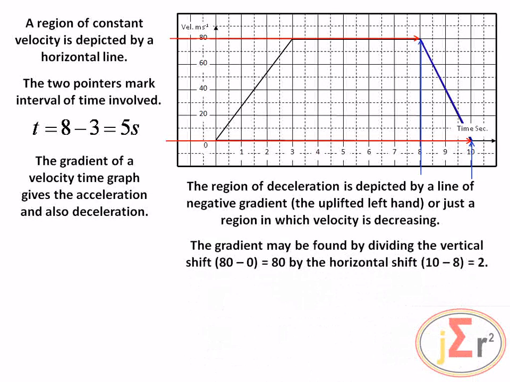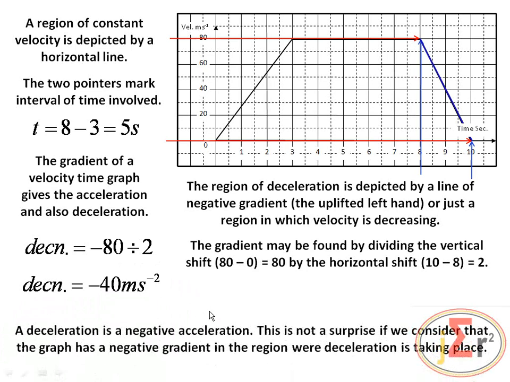The gradient may be found by dividing the vertical shift, which is 80 minus 0, and that is going to be 80, by the horizontal shift, which is 10 minus 8, and that is equal to 2. But don't forget that we have a negative slope, so the deceleration is equal to negative 80 divided by 2, and that gives negative 40 meters per second squared. A deceleration is a negative acceleration. This is not a surprise if we consider that the graph has a negative gradient in the region where deceleration is taking place.